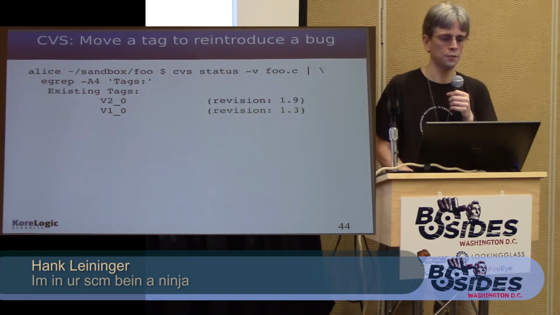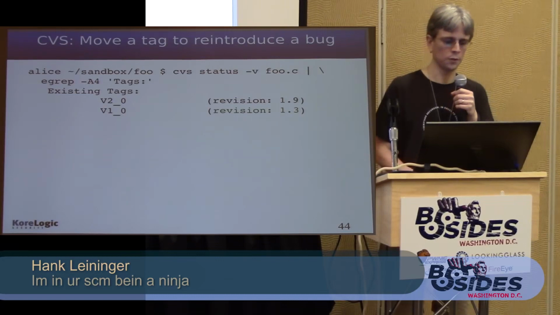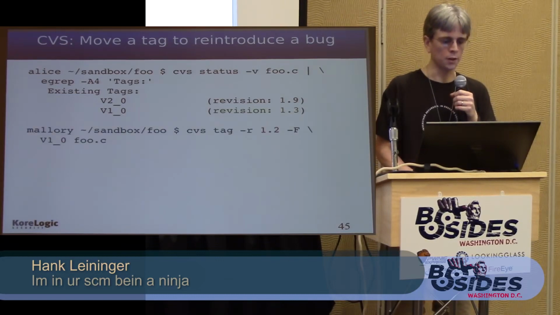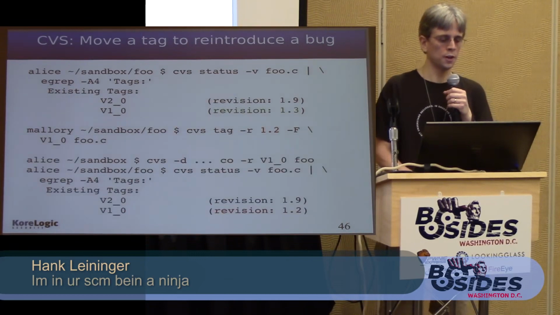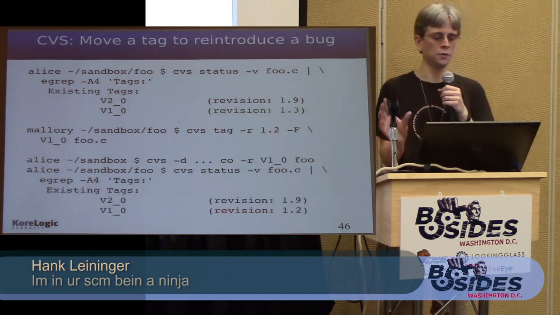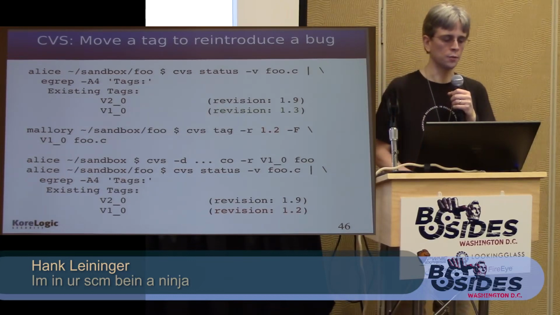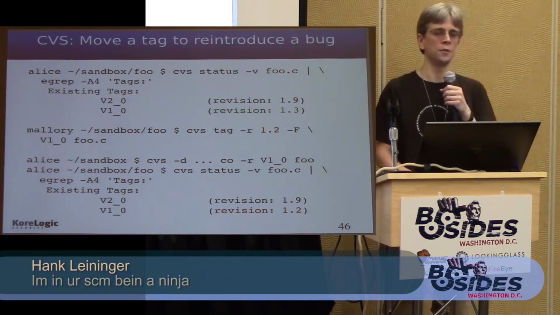Here's an example of this in action. So CVS status tells you things about stuff, and one of the things it tells you is what tags are on a given file. So Alice is sitting there, and she's showing that the version v1_0 tag is tied to the safe revision 1.3. Mallory, using nothing more than regular developer remote access, simply rewrites the tag to point to 1.2. Now the next time Alice says, I want to check out version 1_0, the version she gets is the previous revision that has the bug.